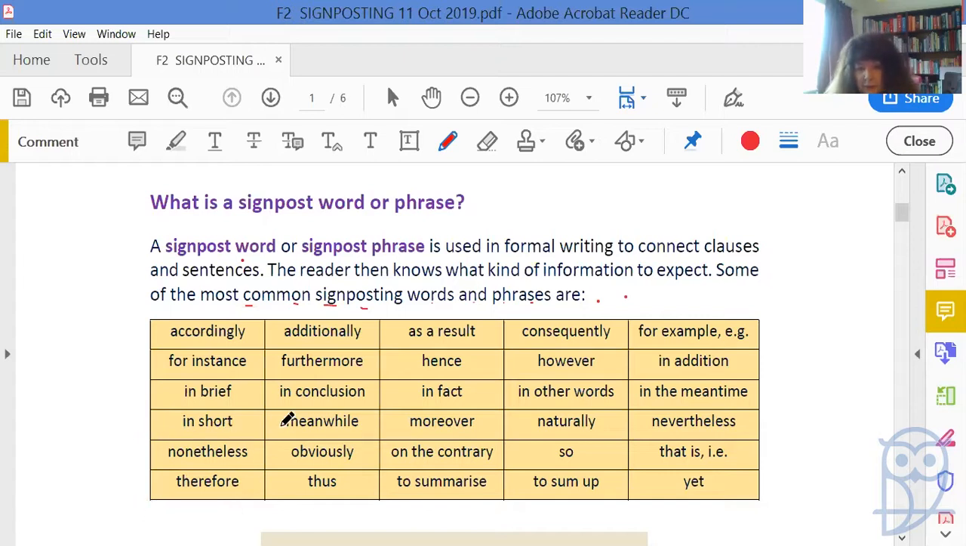So we'll look at some of the signposting words. Additionally, furthermore, in short, in fact, naturally, for example, that is, in the meantime, on the contrary, therefore, to summarize, furthermore, consequently. They all have their own specific meaning and they clarify what you are going to talk about.